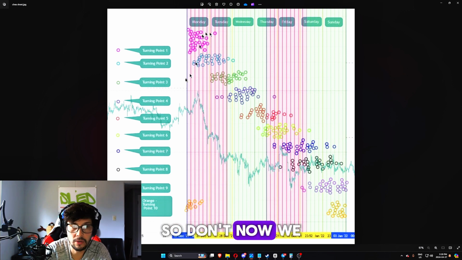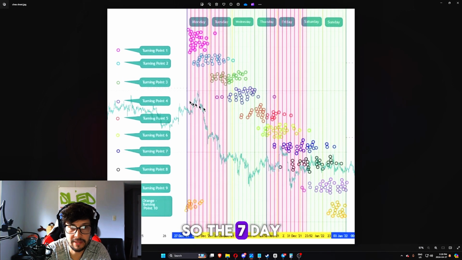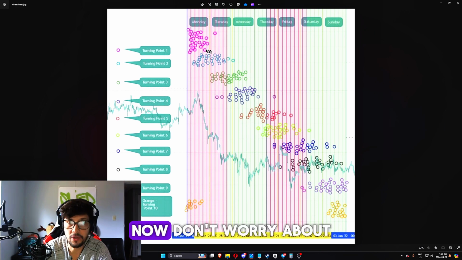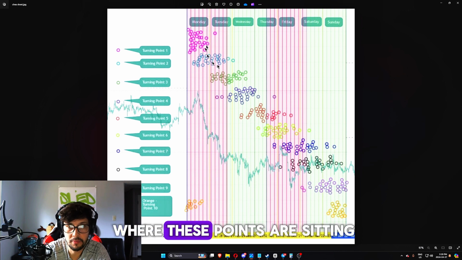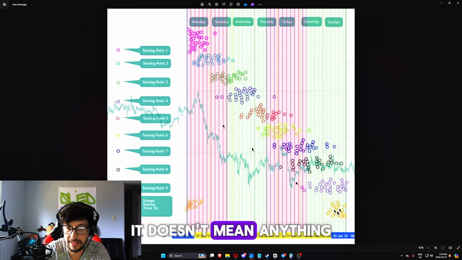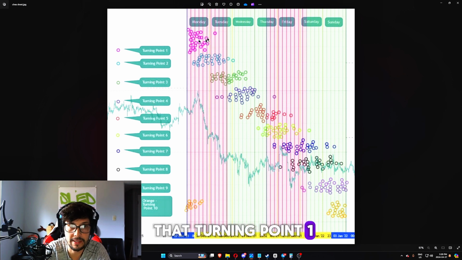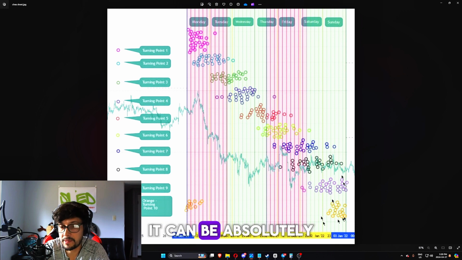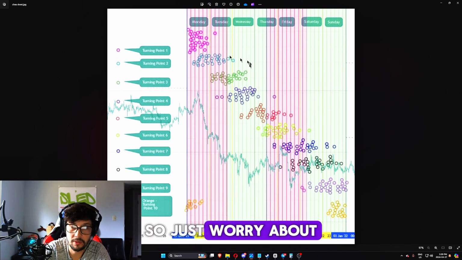So now we have the cycle, right? The 7-day cycle from Monday to the end Monday, 4 quadrants, just like I showed you in Tesseract. Don't worry about where these points are sitting on the chart just because it's up here. It doesn't mean turning point 1 is up here, or that the price is going to be higher than turning point 10. It can be absolutely the opposite.